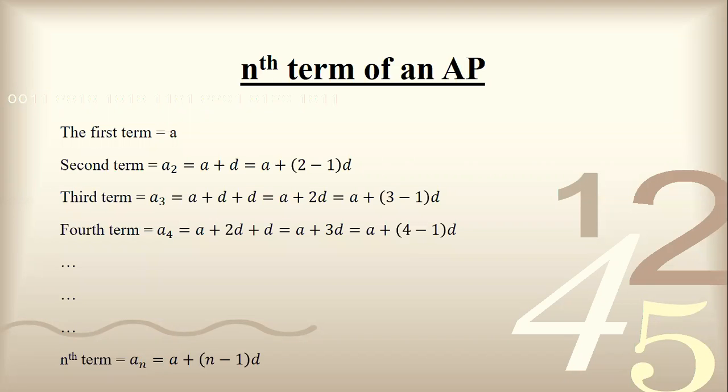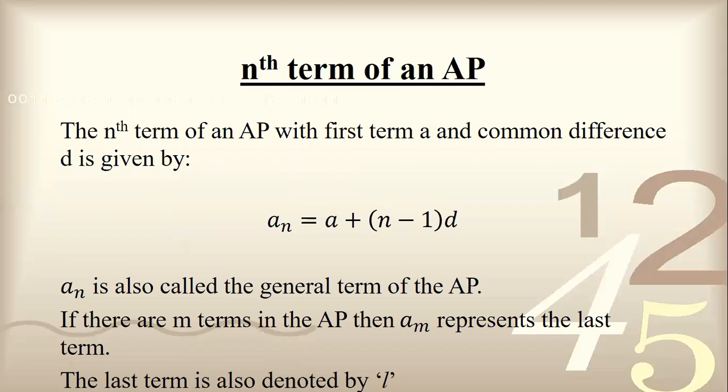The first term is A, second term is A2, which is A plus D, which can be written as A plus 2 minus 1 into D. Third term is A3, which is A plus D plus D, that is second term plus D, A plus 2D, which is A plus 3 minus 1 into D. Fourth term is A4, which is A plus 4 minus 1 into D. If we compare the same way, we can write the nth term as An equal to A plus n minus 1 into D.